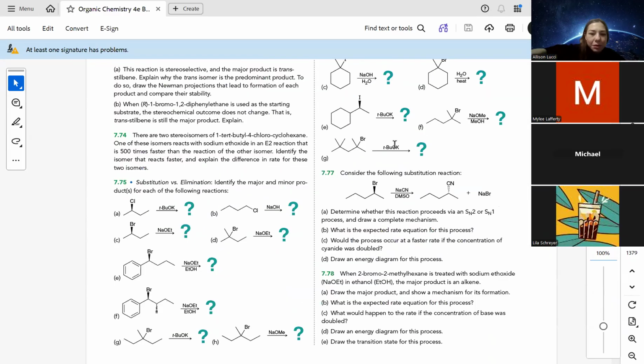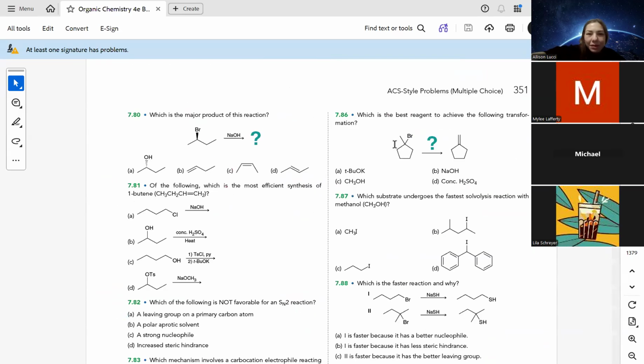Sorry, guys. Multiple tabs open, multiple screen shares, things get messy. All right, so I'll start with 780 here because 779 is not displaying, right?